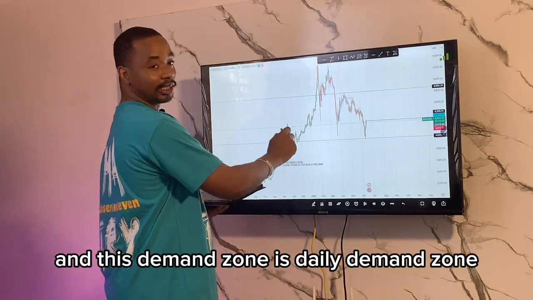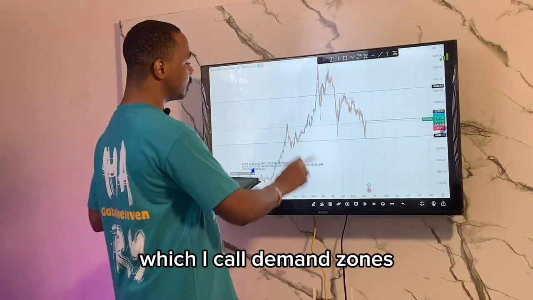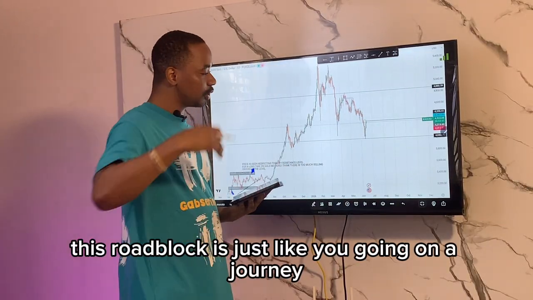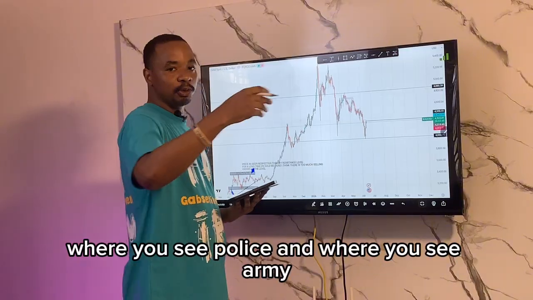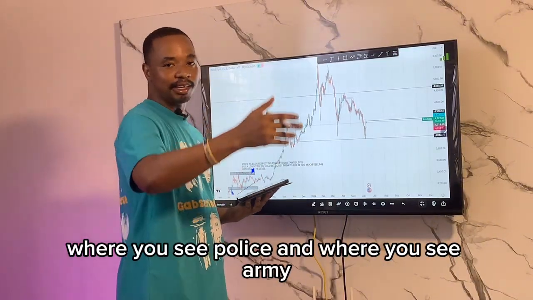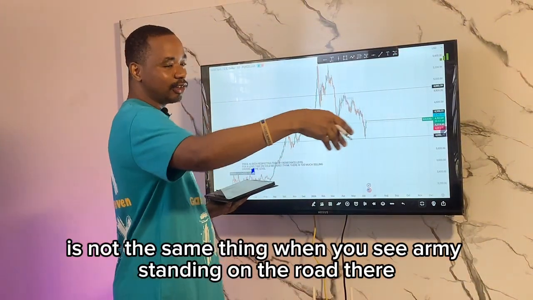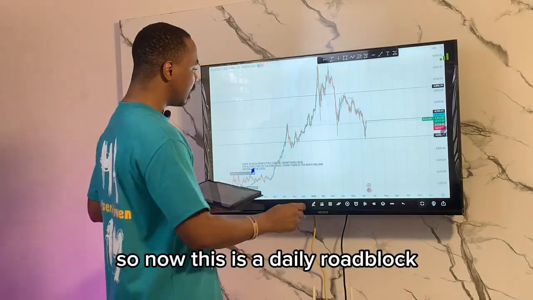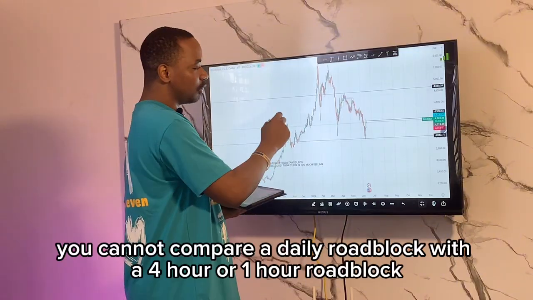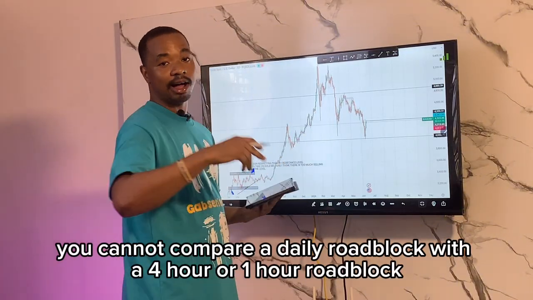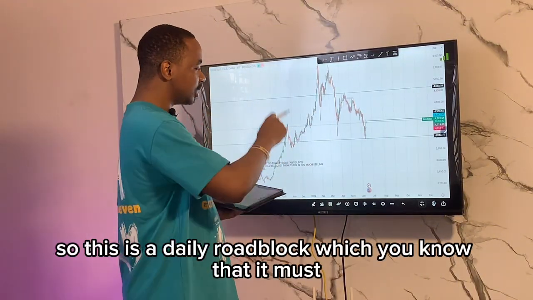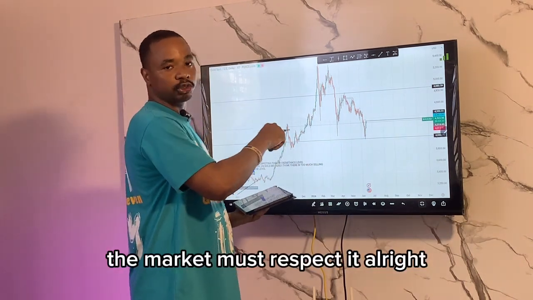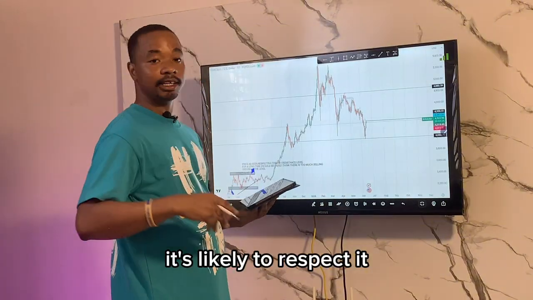And this demand zone is a daily demand zone. I call demand zones roadblocks. This roadblock is just like you going on a journey. Where you see police and where you see army is not the same thing. When you see army standing on the road, there is a different approach to it than when you see police standing on the road. So now this is a daily roadblock. You cannot compare a daily roadblock with a 4-hour or 1-hour roadblock. So this is a daily roadblock, which you know the market is likely to respect.